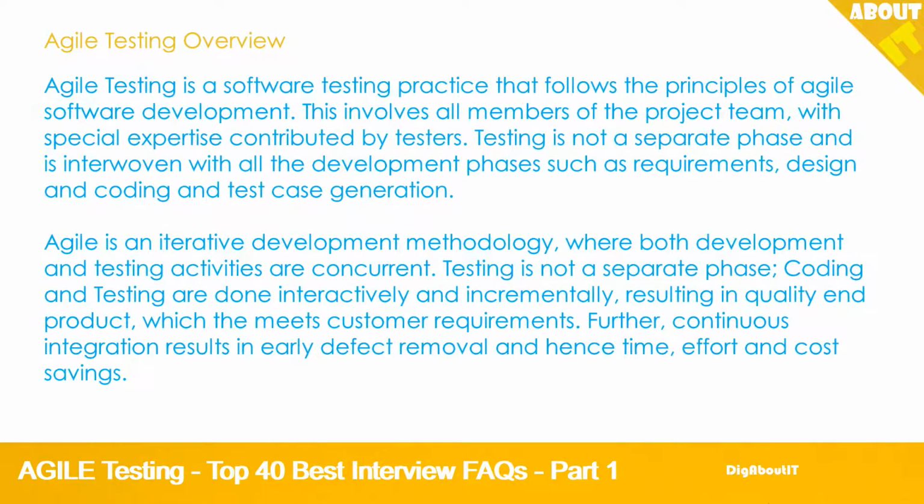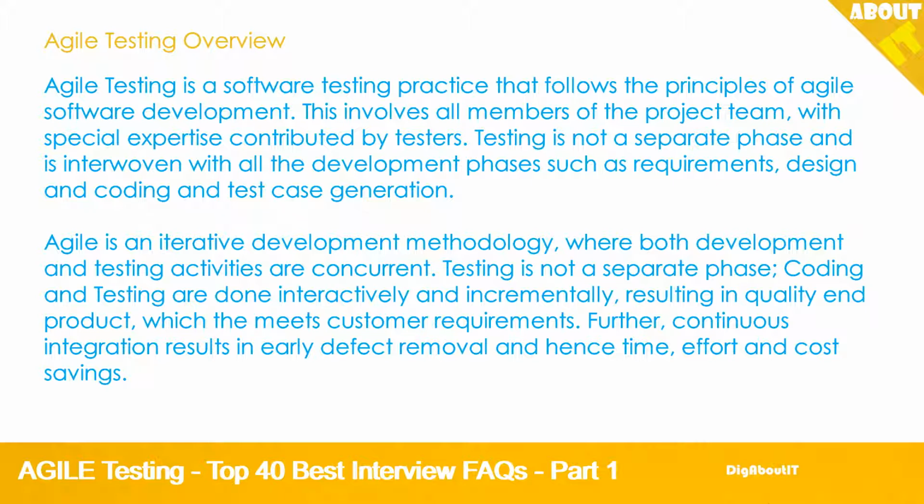Agile Testing Overview. Agile testing is a software testing practice that follows the principles of Agile software development. This involves all members of the project team, with special expertise contributed by testers. Testing is not a separate phase and is interwoven with all the development phases such as requirements, design and coding and test case generation. Agile is an iterative development methodology, where both development and testing activities are concurrent.